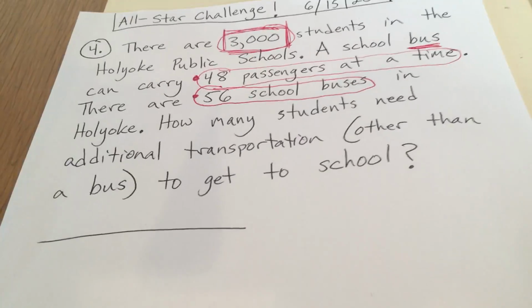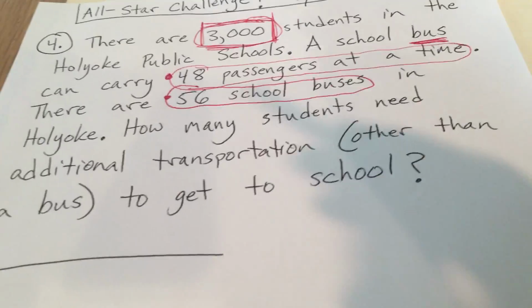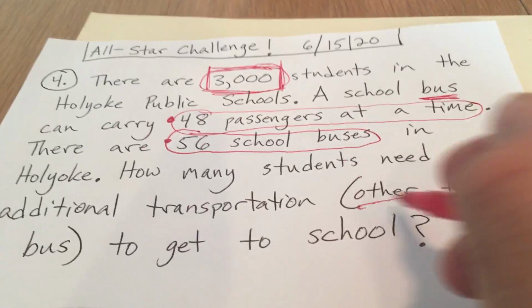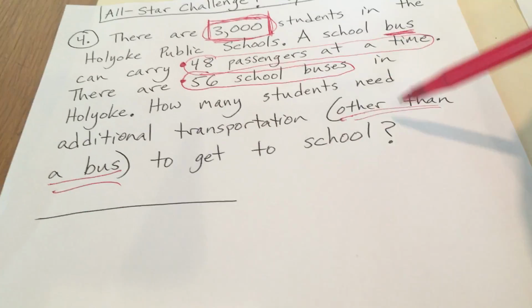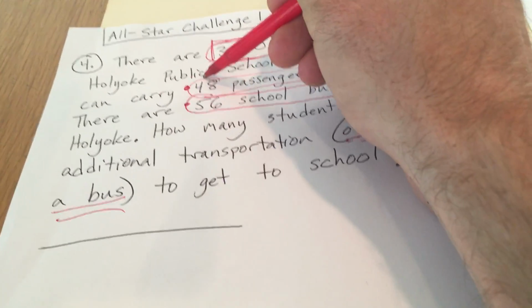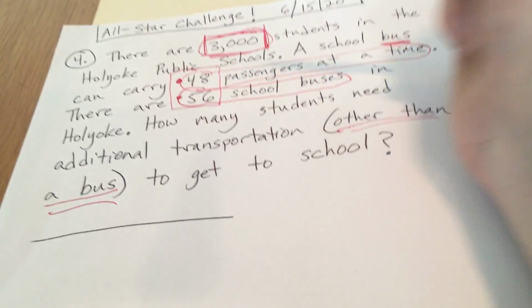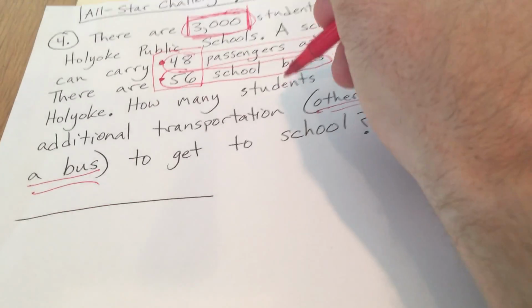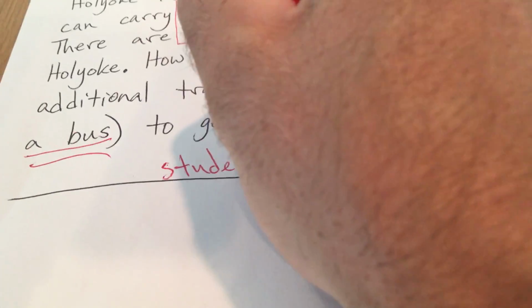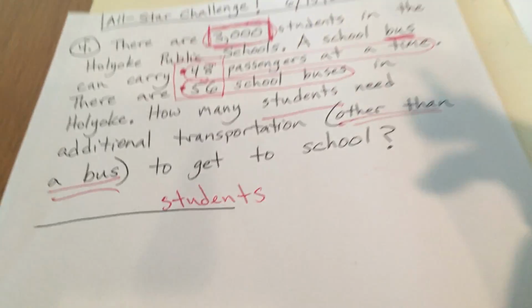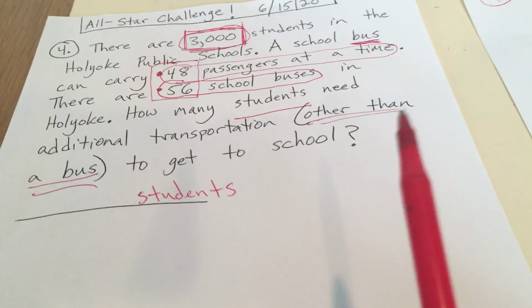Okay, so the question is saying how many students need additional transportation other than a bus? So how many kids are going to have to get to school that don't fit on these buses? Okay, so how many students? Our answer is going to be in students. We're going to have to give a number of students.